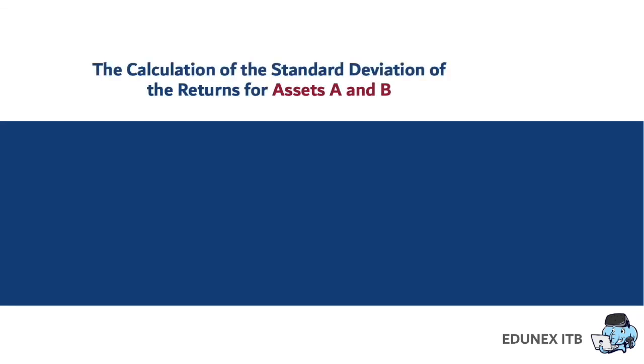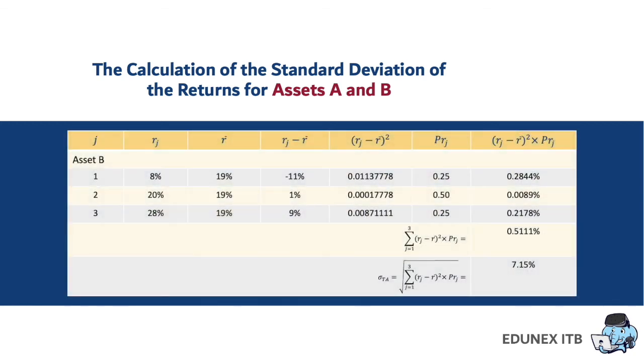We can do the same thing to calculate the standard deviation in asset B. From all possible outcomes, we find the average, which is 19%. Next, we calculate each return minus the average return, then square it. After knowing its probabilities, we multiply it with our last calculation. And for the last part, we need to sum it all and take the square root. Then, we have the standard deviation for asset B, which is 7.15%.